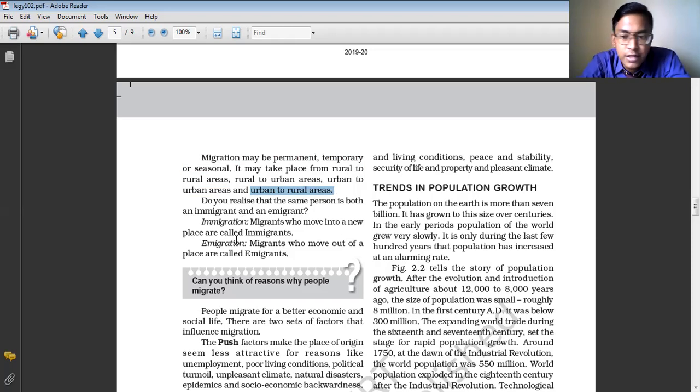Now, if we talk about international migration, it may be classified into 2 categories. One is immigration, I-M-M-I. There is a difference only in the spelling.